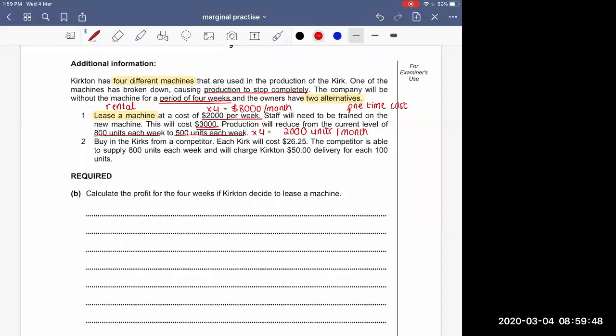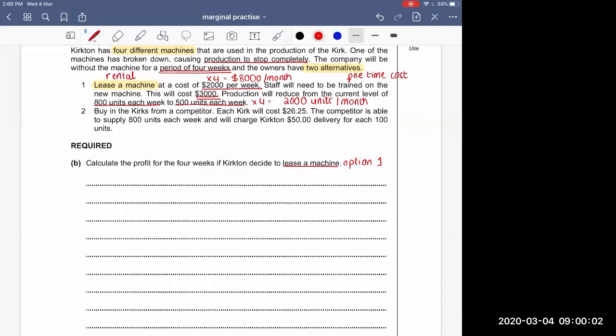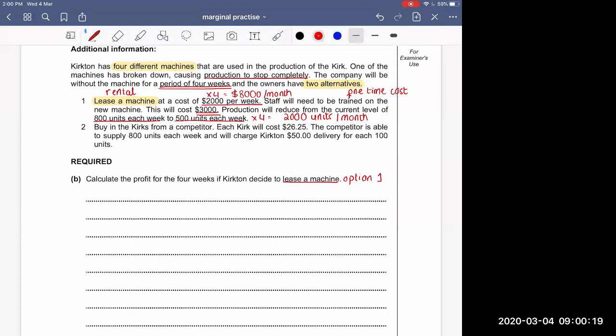नेक्स्ट, ऑप्शन नंबर 2 पे हम बाद में जाएंगे, लेकिन पहले हम रिक्वायरमेंट पे जाते हैं. लिखा हुआ है कैलकुलेट द प्रॉफिट फॉर 4 वीक्स इफ क्रिप्टन डिसाइड टू लीज अ मशीन. नाउ आप किसी भी तरीके से प्रॉफिट निकाल सकते हो. आपको ये कैलकुलेट करना है कि 4 वीक्स में हमारा प्रॉफिट क्या होगा इफ ऑप्शन नंबर 1 इज इंप्लीमेंटेड. ऑप्शन वन में व्हाट आर वी डूइंग, वी आर एक्चुअली लीजिंग अ मशीन, राइट, लीजिंग अ मशीन. सो स्टार्ट द वर्किंग गाइस, लेट्स सी आप लोग कितना सॉल्व कर सकते हैं. वी विल कंटिन्यू द वर्किंग इन 90 सेकंड्स.